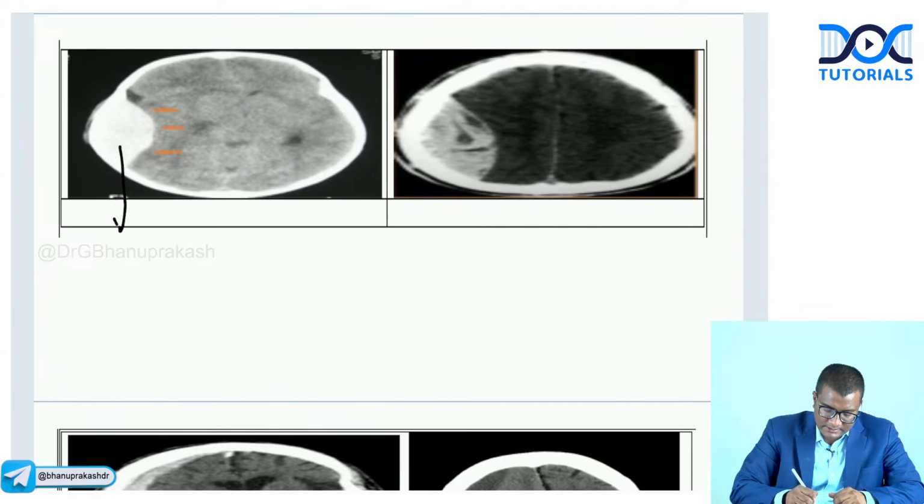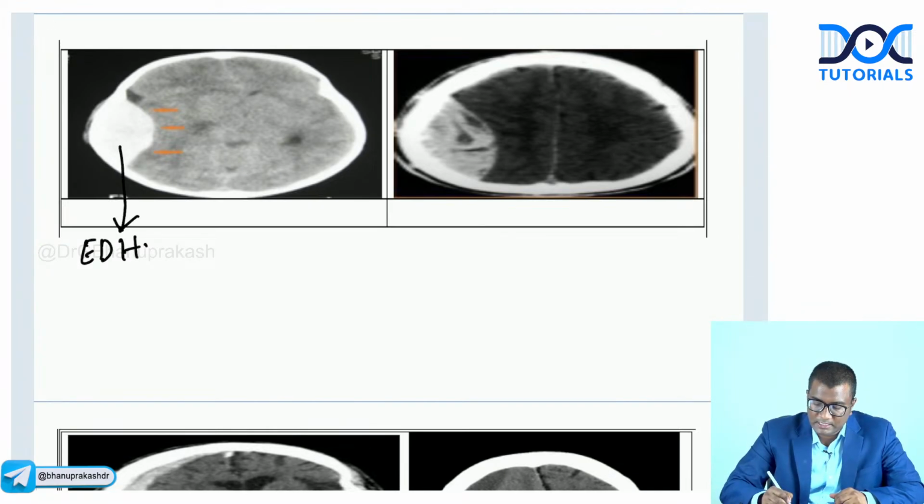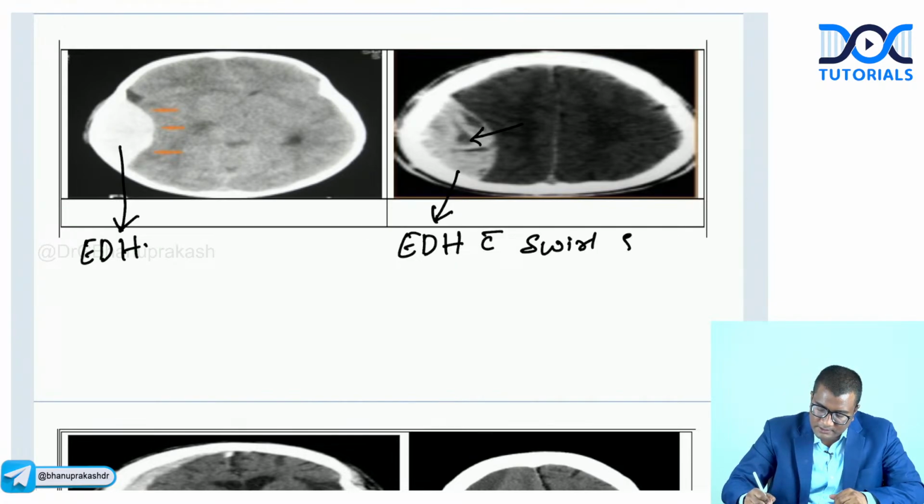You all know this is an epidural hematoma, right? Biconvex, lentiform, does not cross sutures. This is also an epidural hematoma, but the difference here is you are seeing some hypodense black areas. This is with a swirl sign. So when you have an epidural hematoma with a swirl sign, this swirl sign indicates active bleeding that is happening.